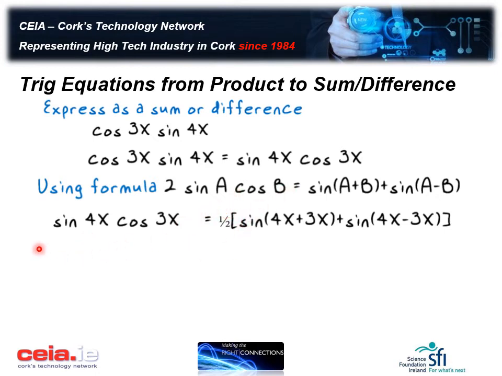So my predecessor has done a few steps in one here. He's taken the 2 over to this side. That's my half there. So what he's put in is his A is 4x and B is 3x. So sine 4x cosine 3x is equal to half, open brackets, and then sine A plus B, 4x plus 3x, plus sine 4x minus 3x. And then it's just a matter of completing the arithmetic, and there's our answer.